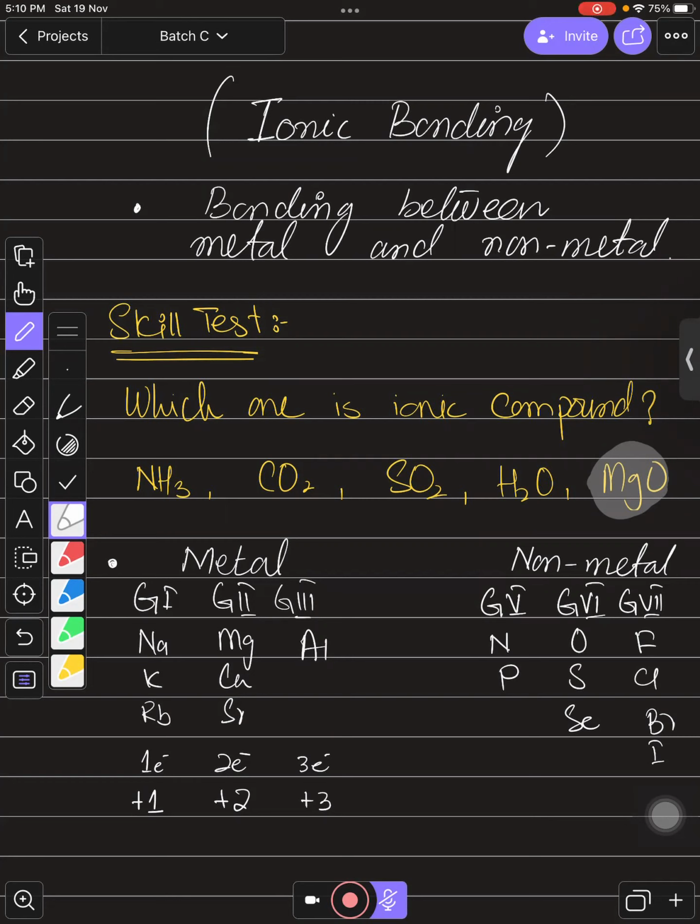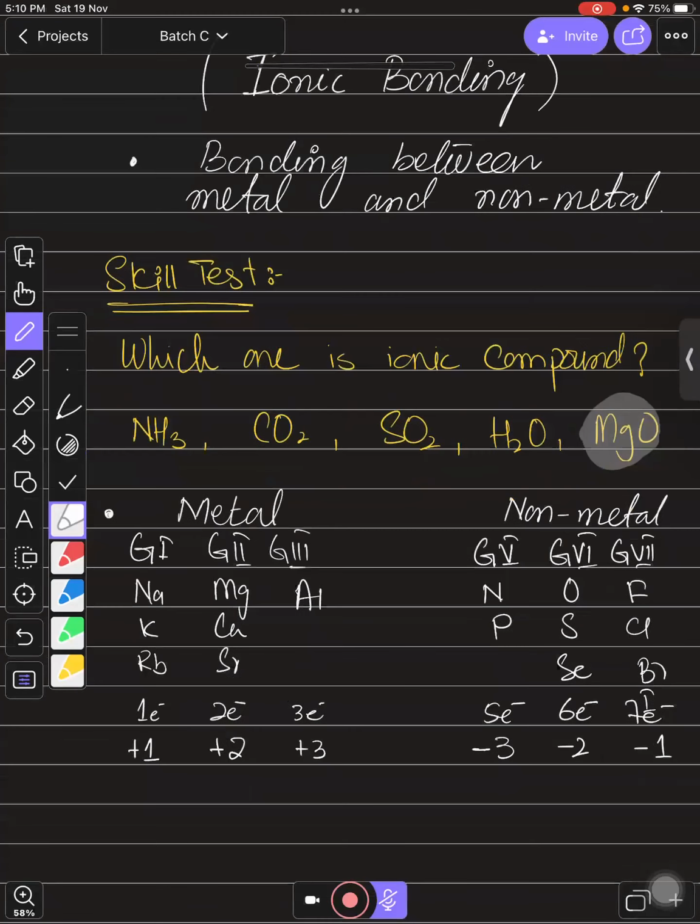If you talk about group 5 elements, they have 5 electrons in the outermost shell. Group 6 elements have 6 electrons. Group 7 has 7 electrons. So they require 3 electrons to complete their octet. They will be -3 when they are in ion form, and they are always -2. They are always -1. So this is fixed for metals and non-metals, right?